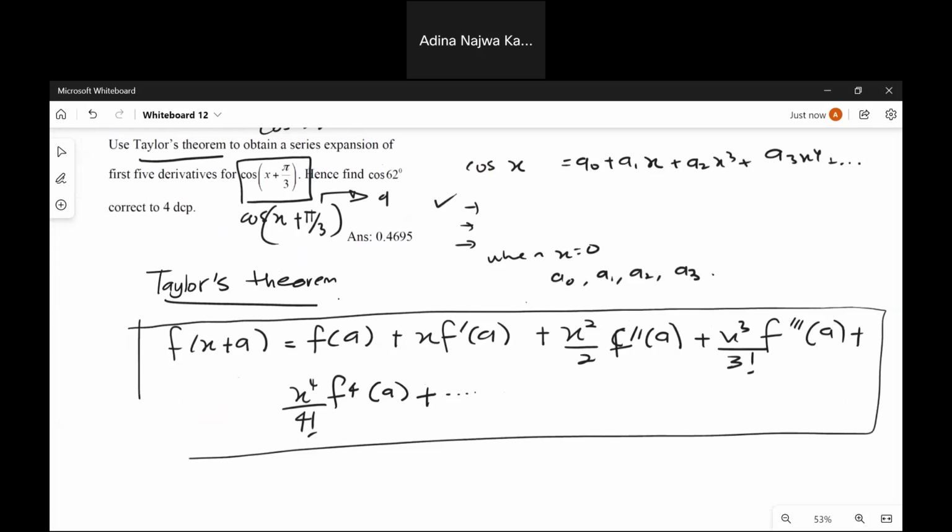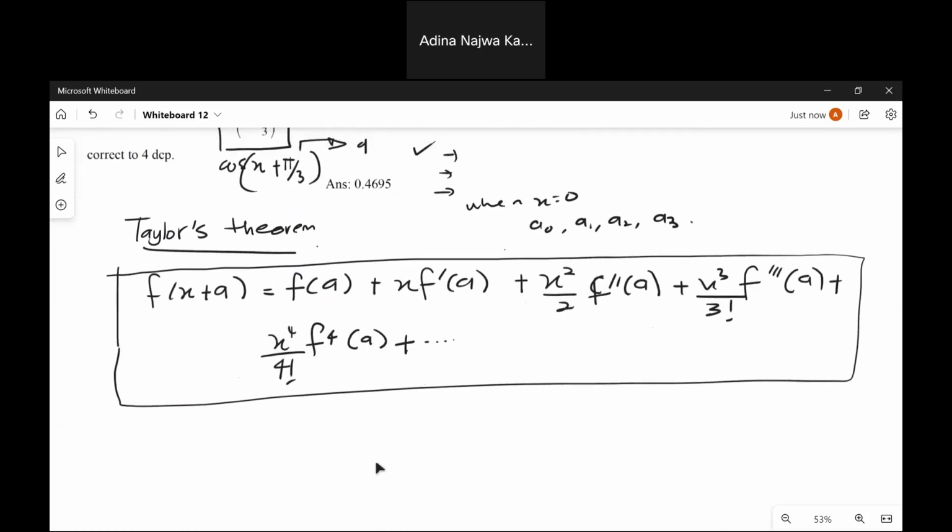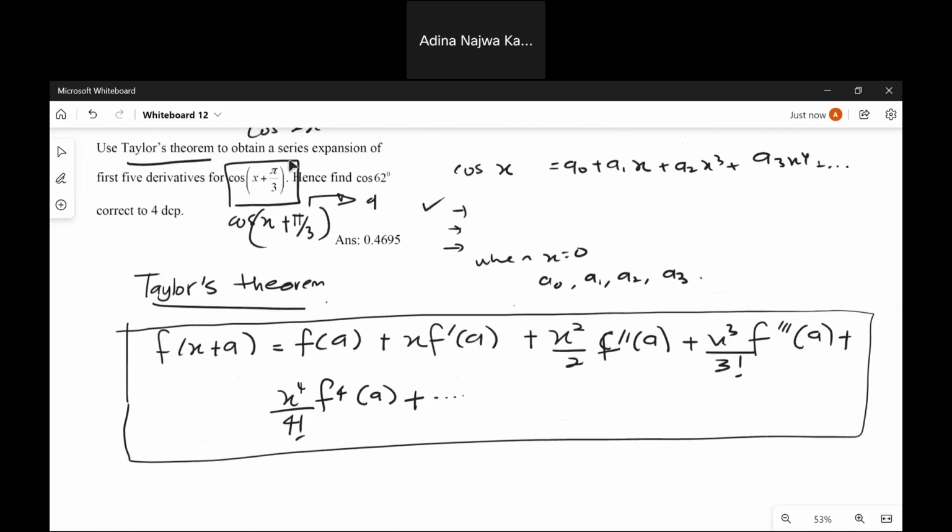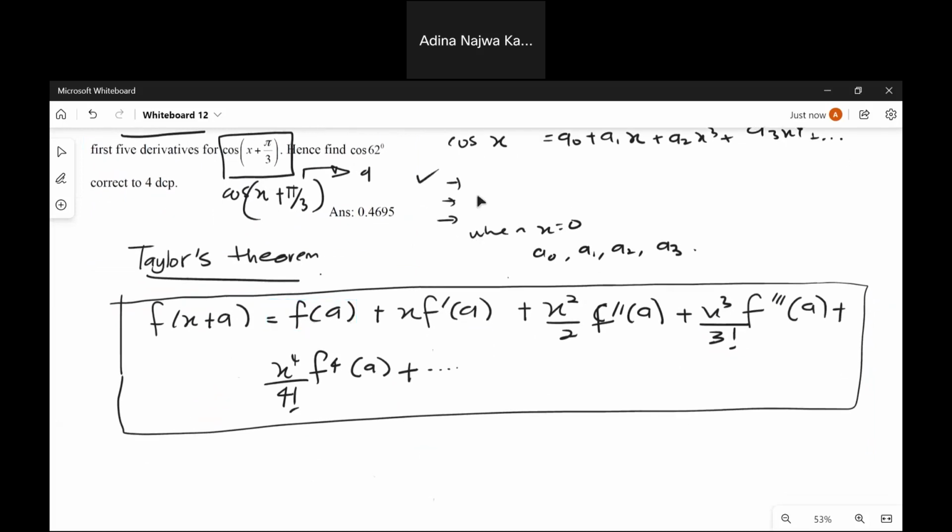From this formula, you have to find your fa. So the function is cos x plus pi over 3. What is the value of fa when you substitute a inside your function? Then the first derivative, the second derivative, the third derivative. So you have to first differentiate fx, which means that fx is only cos x.